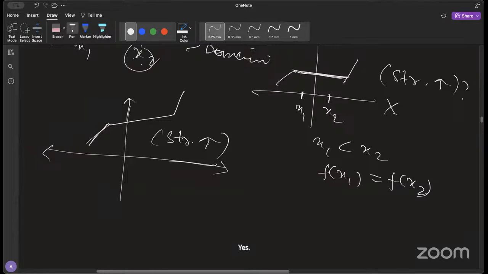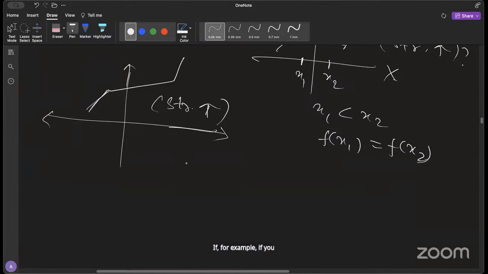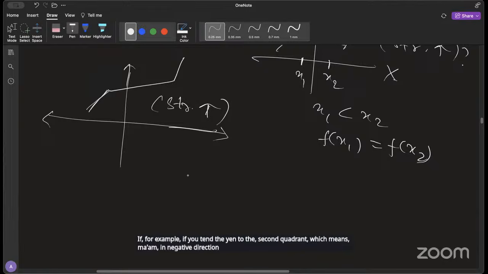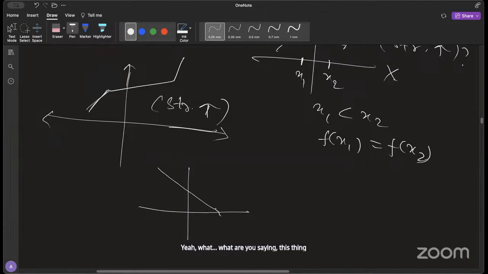If, for example, you extend the line to the second quadrant, meaning, ma'am, in the negative direction but upward, it can also be positive. What are you saying? This thing? Yes, ma'am.